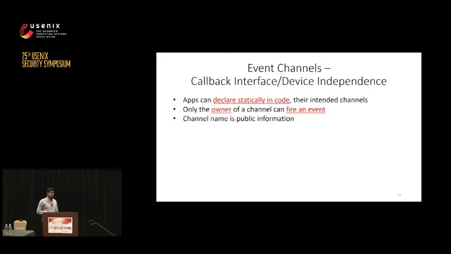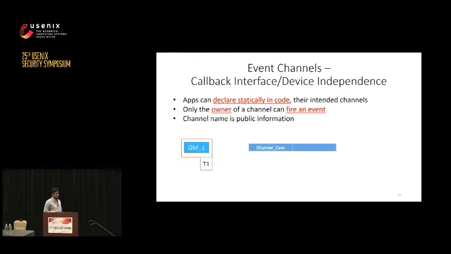The second mechanism is called event channels, and this supports the callback interface. So here, applications can declare statically at install time a set of channels that they want, making that app the owner for all of these channels. Similar to KV stores, only the owner can fire an event on any given channel it owns. And again, this channel name has to be public information, fundamentally because publishers and consumers need to know about the name of the channel if they are to communicate.